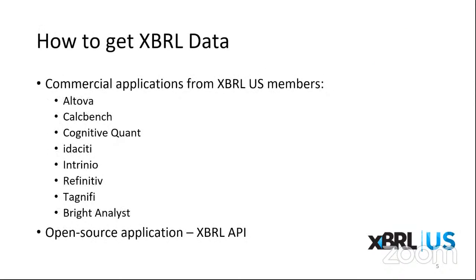And so the big question that we're seeking to address in this webinar is, how do you get XBRL data? Well, we know there are lots of commercial applications, lots of data providers and analytics providers that make data available in XBRL format. This is just a partial list of some of the XBRL US members that provide this data, including Altova, CalcBench, Cognitive Quant, Idacity, Intrinio, Refinitiv, Tagnify, and Bright Analyst. But we also make it available in an open source application that we have called the XBRL API. And so that's really what we're here to talk about today, how you can access data through the API a couple of different ways.